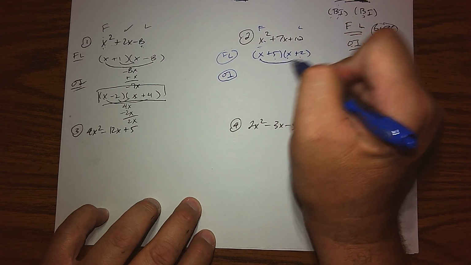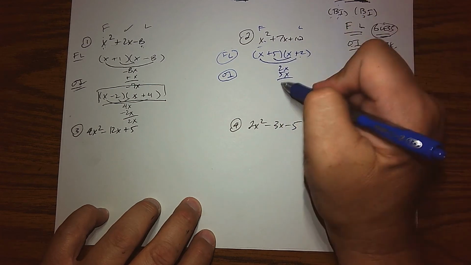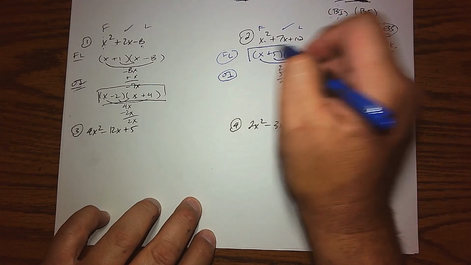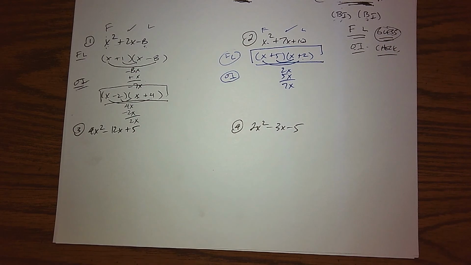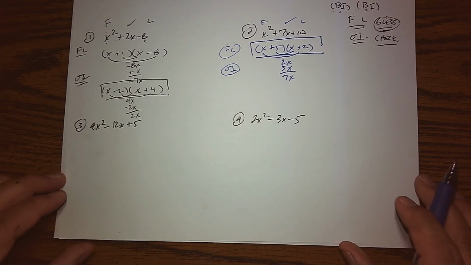Well, when I do my outer, I get a 2x. When I do my inner, I get a 5x, and that combines up to a 7x, which is exactly what I have. So what does that tell me? There's my right answer. And if you go back to the last video or your notes, that is the same product we got when we did the AC method. A heck of a lot less work though, because I was able to create it in the first guess. So we got lucky there.